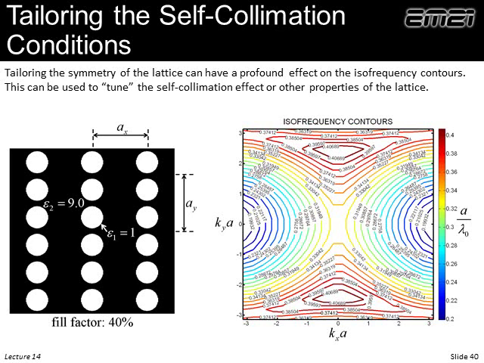We can tailor things. We can change the lattice. It's a different lattice on the left. Clearly, its isocontours on the right look strikingly different. So the whole act of changing the lattice, changing the spacing, changing the pattern within the lattice, playing with all that, and watching what happens with these isocontours, that is dispersion engineering. And in this case, we can use it to tune self-collimation.